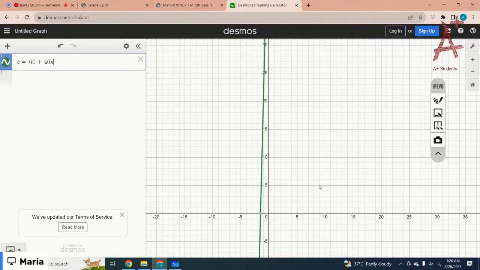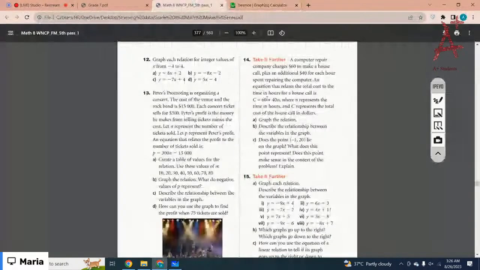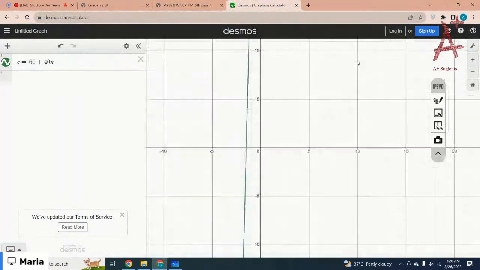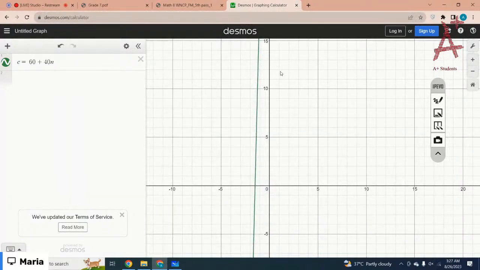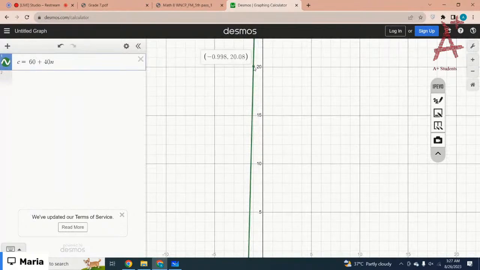So here is the relation of the graph, right? You have to see if the point negative 1 and 20 is on the graph. Let's see, negative 1. X is negative 1 and Y is... you can see negative 1 and 20 is on the graph, right? So yes, negative 1 and 20 is on the graph.